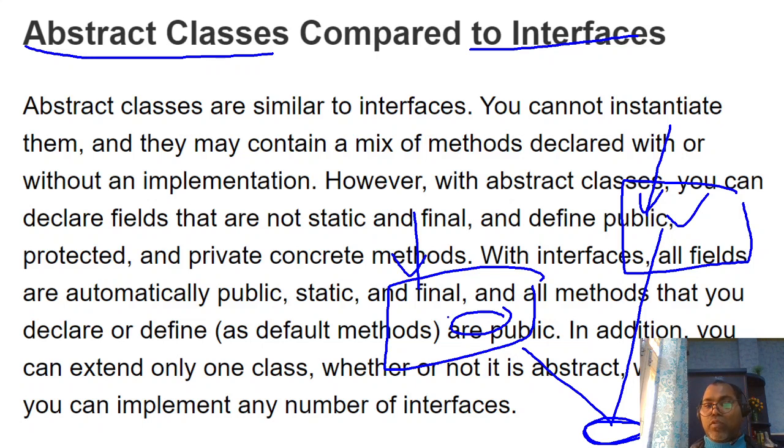In both cases, abstract class and interface, you generally define only the method signature. You say the method name, the return type, and the parameter list. The definition of the method body is provided by the subclasses in the case of an abstract class, and by the implementing classes in the case of an interface.